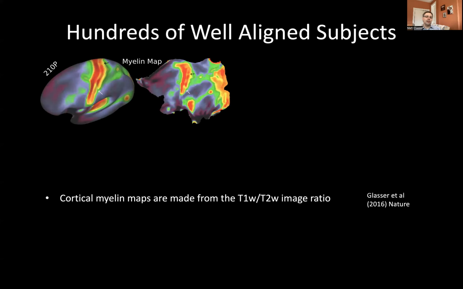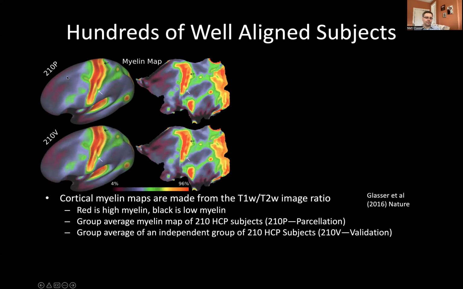So what do I mean by hundreds of well-aligned subjects? Well, here's a myelin map where high myelin is in the reds, yellows, and greens, and low myelin is the blacks, purples, and blues. This is a group of 210 subjects that we're going to call 210P and use throughout the dataset. Here's an independent group of 210 subjects. We're going to call it 210V for validation.